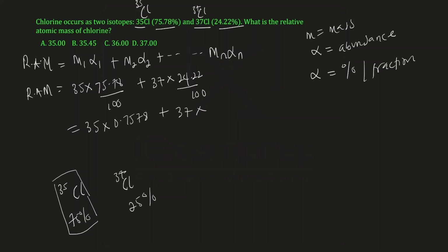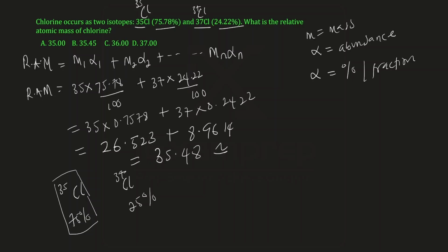24.22 divided by 100 is 0.2422. Now let's plug this into our calculator. So 35 times 0.7578 will give 26.523. 37 times 0.2422 will give 8.9614. So if we add this, we are going to get 35.48, which we can approximate as 35.5. So the relative atomic mass of this chlorine atom will be 35.5.